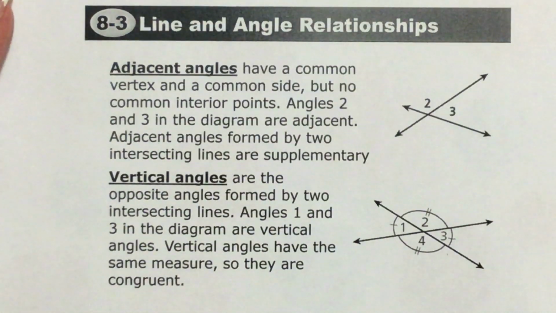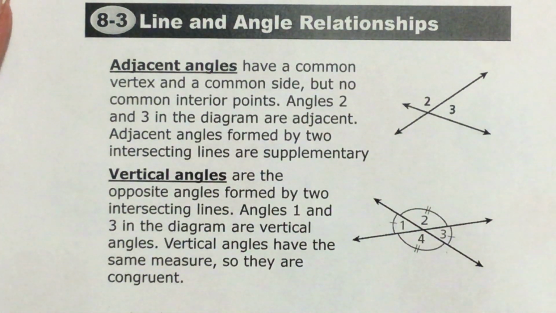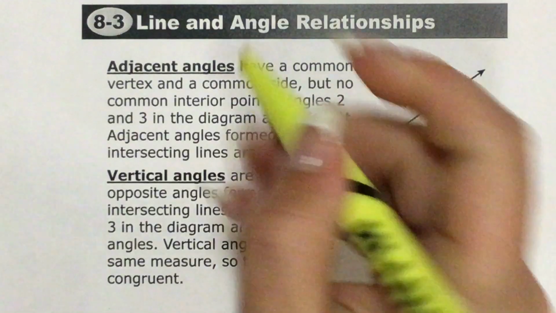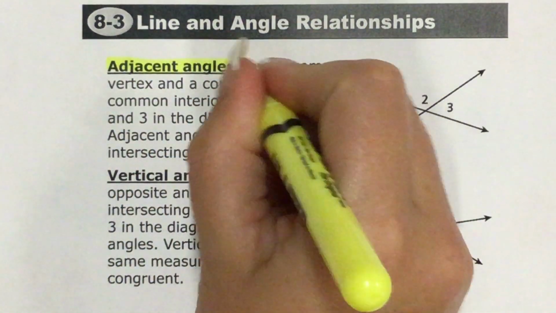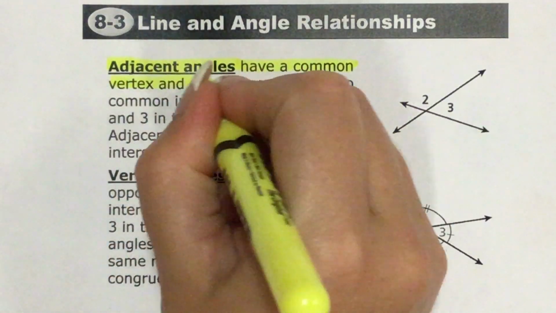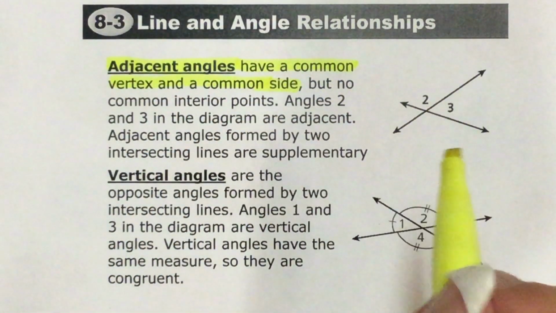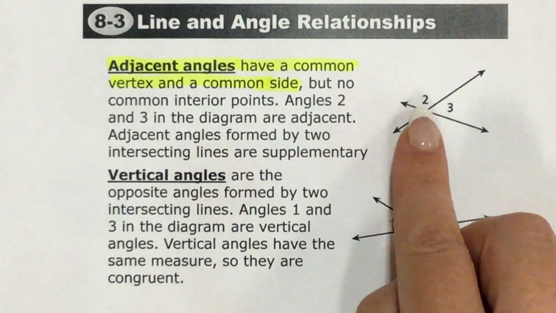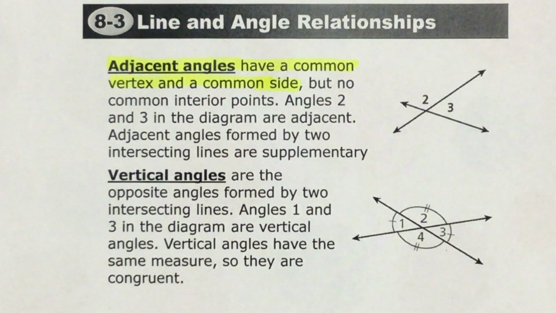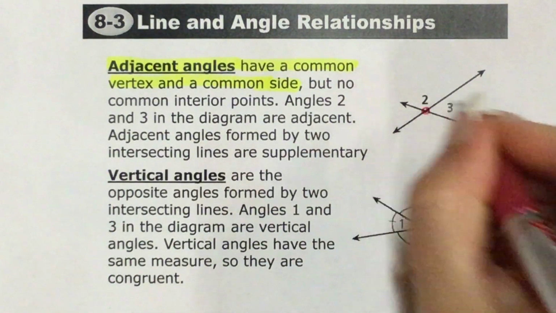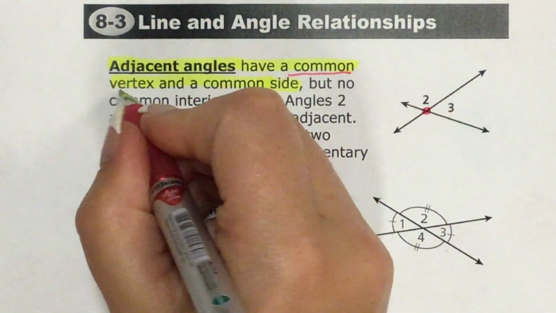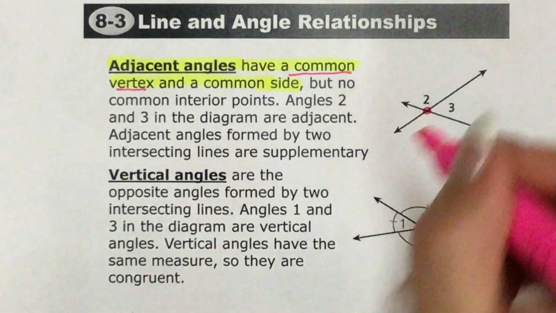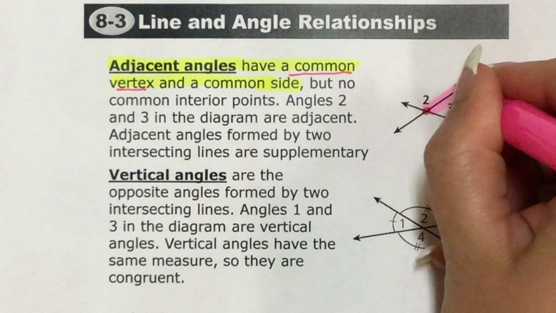The next thing we're going to talk about is a little bit more terminology. We're going to discuss adjacent angles. Adjacent angles have a common vertex and a common side. Okay, so let's look here at angles 2 and 3. Angles 2 and 3 share a vertex. It's right here. So that's the first part. They have a common vertex. And they also have a common side.